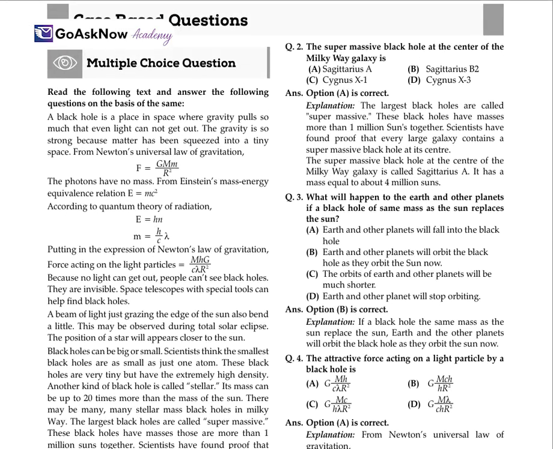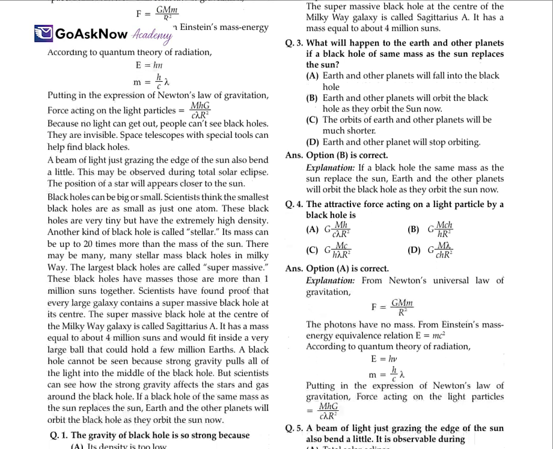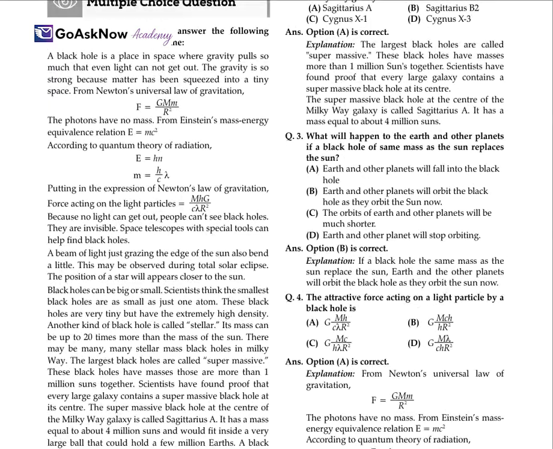Now, case-based question. So we have a particular case, and on the basis of that we have a few questions that we are going to solve. So firstly, let's read the case. Read the following text and answer the following questions on the basis of it. A black hole is a place in space where gravity pulls so much that even light cannot get out.